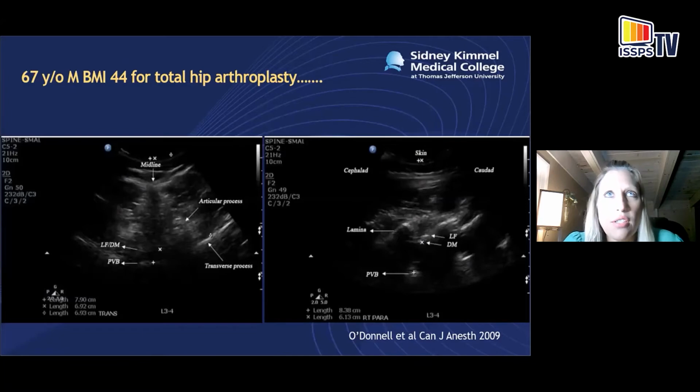So these images are from an older editorial, but I thought they were really nice images in an obese patient. I could see the structures very well. So this is a morbidly obese patient who was having an orthopedic procedure, and they actually were writing about how they tried to do the neuraxial technique with landmarks, and they had tried multiple times but were unsuccessful. And ultimately, they grabbed the ultrasound and they were able to identify the L3, L4 interspace via the parasagittal oblique view, which you can see there on the right side.